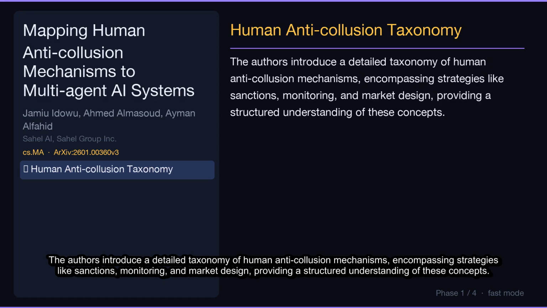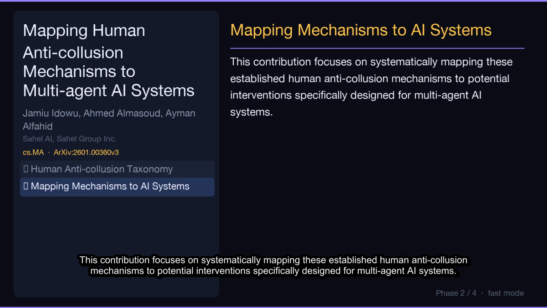The authors introduce a detailed taxonomy of human anti-collusion mechanisms, encompassing strategies like sanctions, monitoring, and market design, providing a structured understanding of these concepts. This contribution focuses on systematically mapping these established human anti-collusion mechanisms to potential interventions specifically designed for multi-agent AI systems.